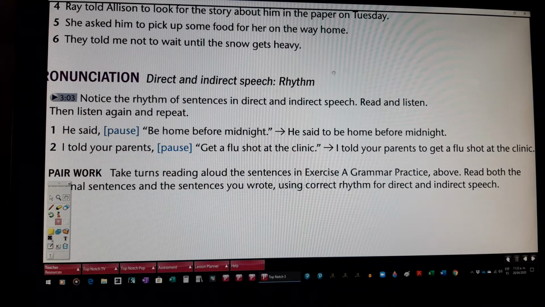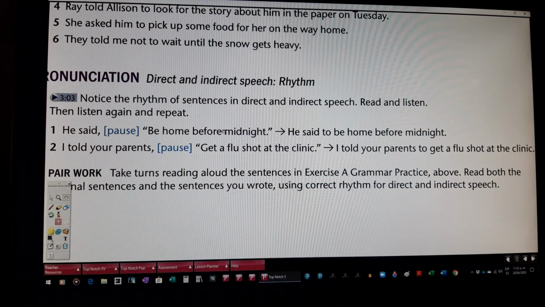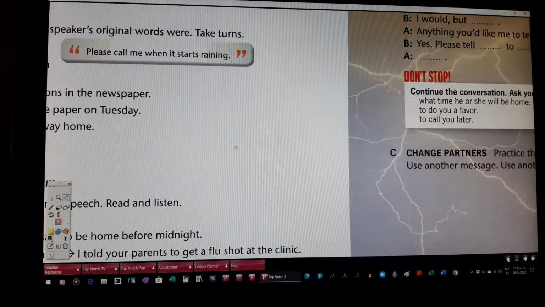As you can see, the difference here is the pause they make in the direct speech. La diferencia es la pausa que se hace antes de introducir las palabras que voy a citar en el discurso directo. Y en el discurso indirecto no tenemos esa pausa. Okay? Let's continue.